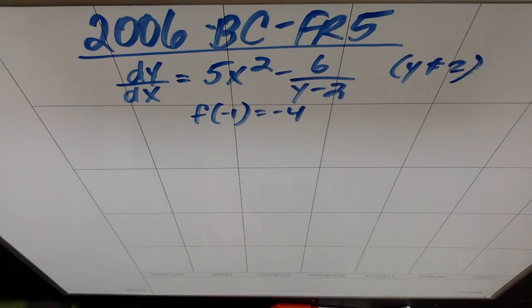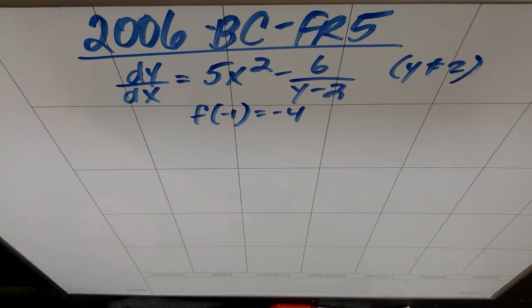Right, we are doing AP review. This is 2006 BC free response number 5. We're given a differential equation, dy/dx equals (5x squared minus 6) over the quantity (y minus 2), for y not equal to 2.